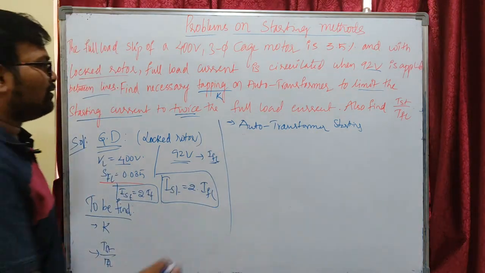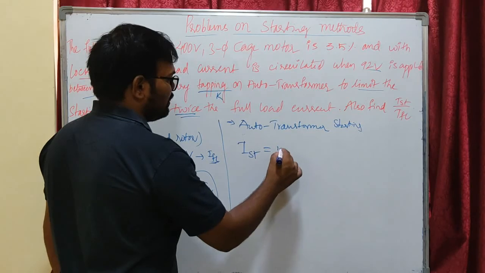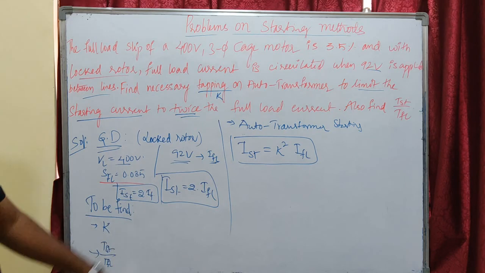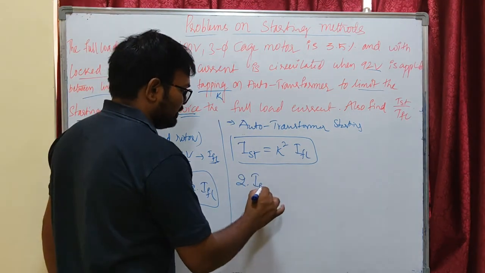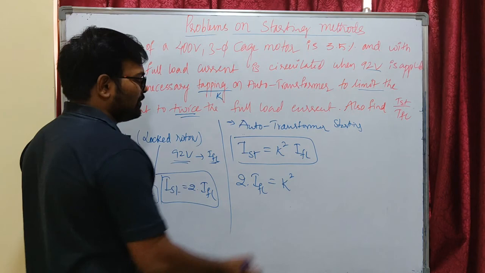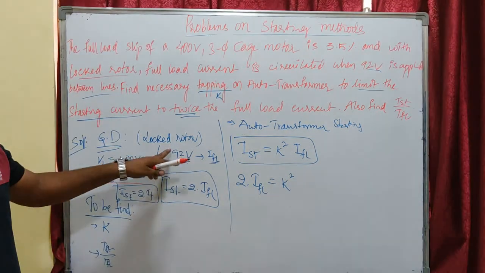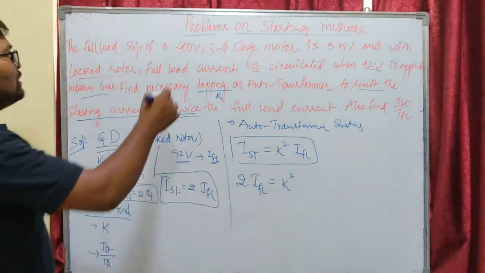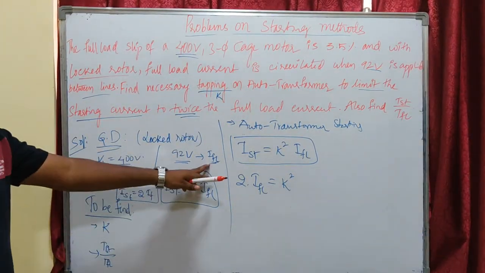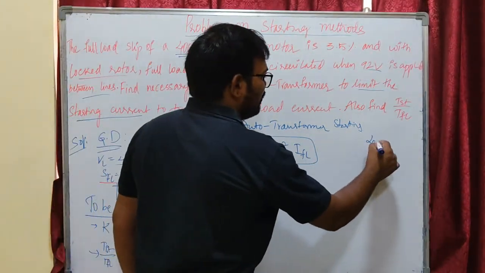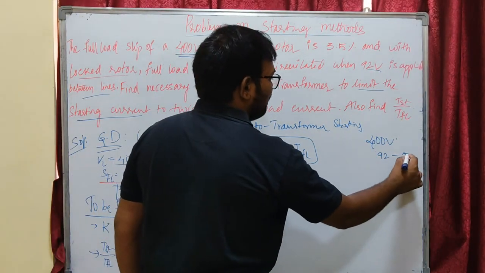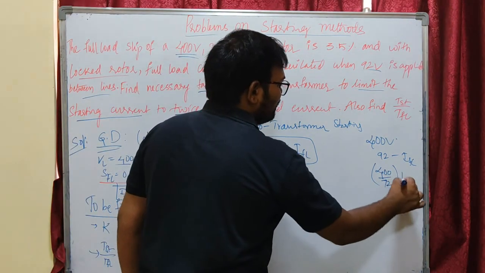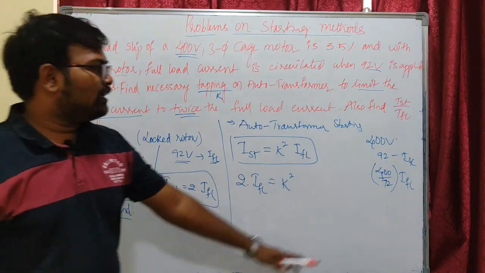For the auto transformer we have a relation between starting current and full load current: K square times IFL. Our starting current is 2 times the full load current, so 2 times my full load current is equal to K square into IFL. Here the IFL is found under locked rotor condition, at 92 volts between line to line. But the actual rated voltage is 400 volts, so the current will be calculated based on the rated voltage. For 92 volts it is IFL, so for full voltage we have 400 by 92 times IFL.